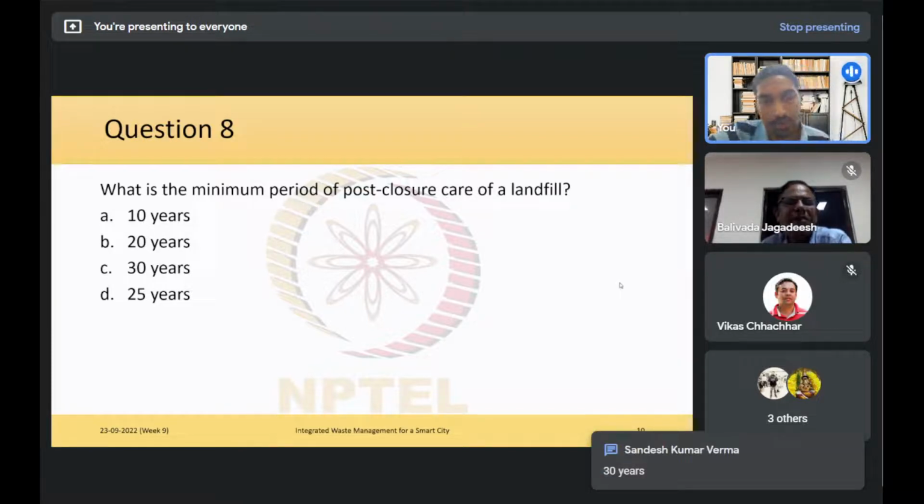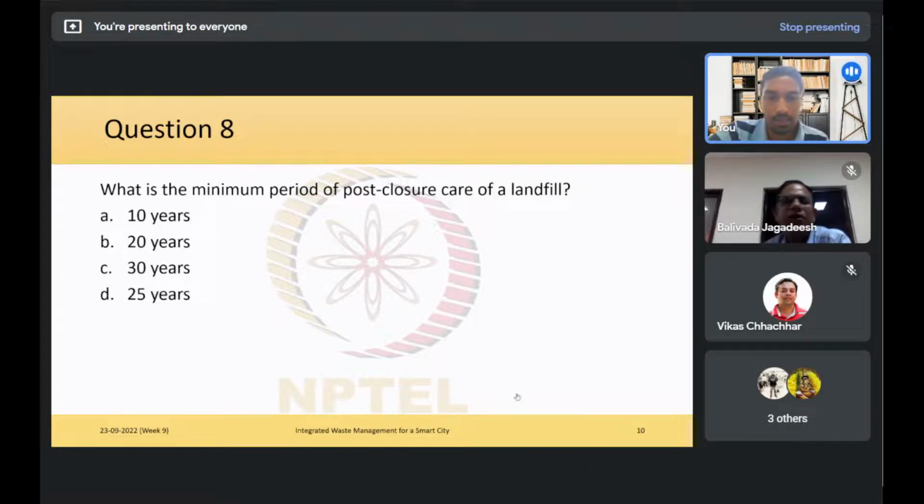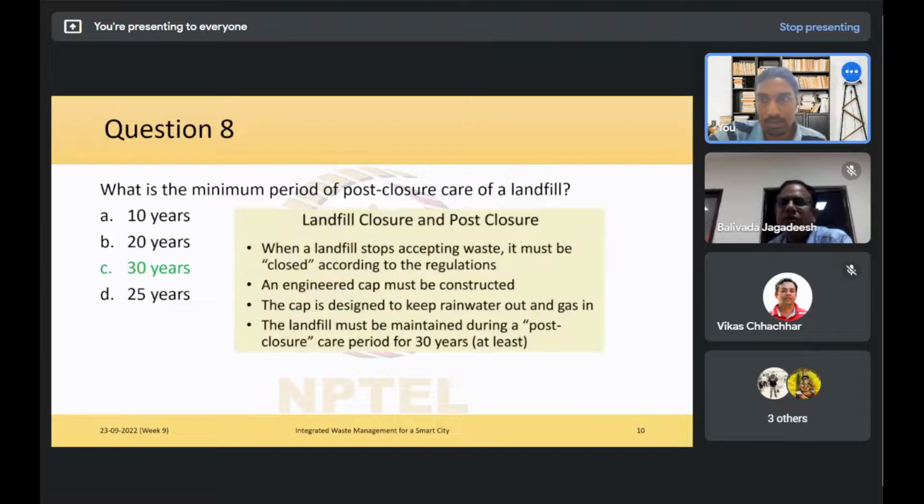Okay, we have a couple more answers, all saying option C. Yeah, so the right answer is 30 years, right? So what is this post closure care? So once we saw the capacity, right? In the previous question we said it will take 20.55 years if we dump 10 tons of waste every day.